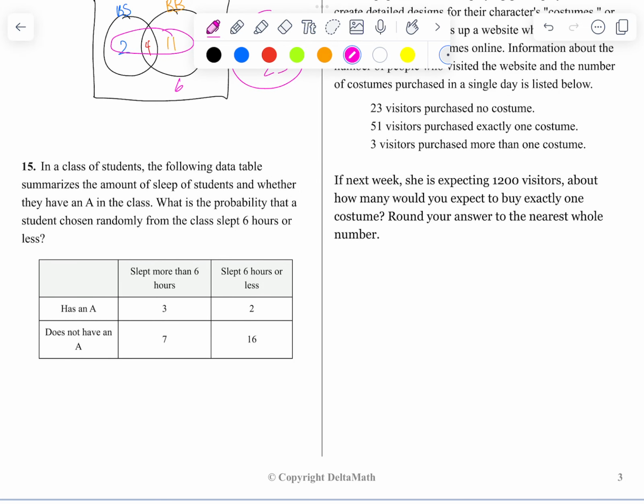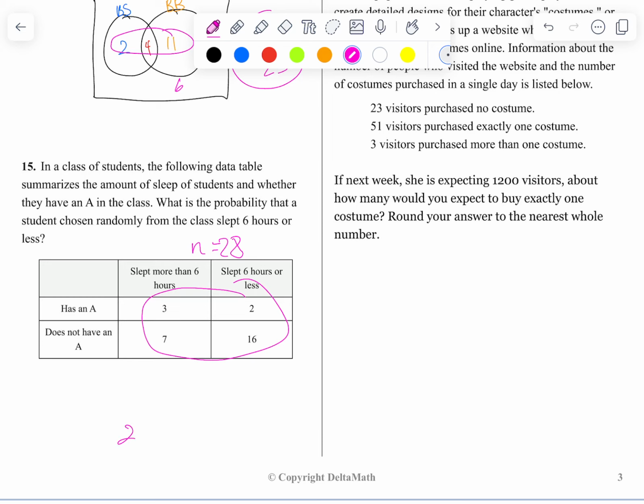In a class of students, the following data table summarizes the amount of sleep of students and whether or not they have an A in the class. What's the probability that a student chosen randomly from the class slept 6 hours or less? So I want to figure out how many people are in the class. So I'm going to add all these up. So there's a total of 28 people. I just did that by adding all the numbers.